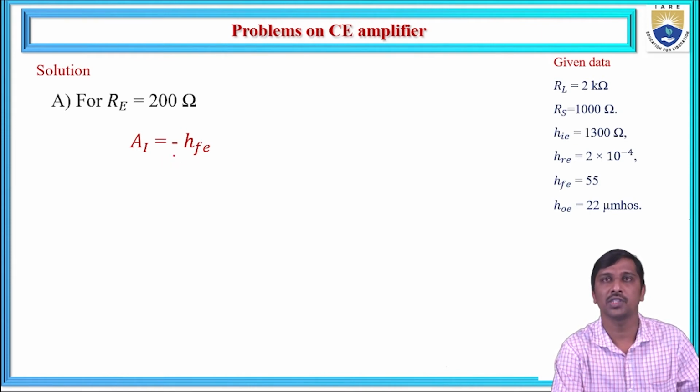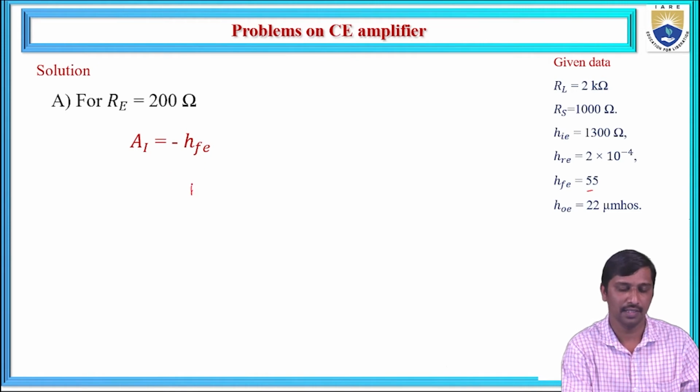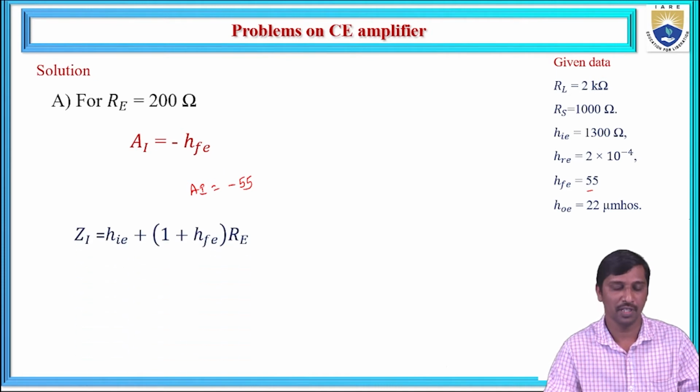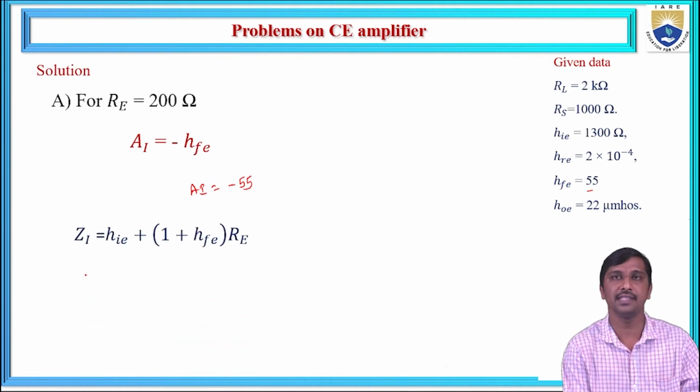Based on this approximate model analysis for a common emitter amplifier, we know that the current gain is represented as minus hfe. In the problem, they directly mentioned that the forward current gain is 55, hence AI becomes minus 55. And similarly, now we need to calculate the input impedance Zi.